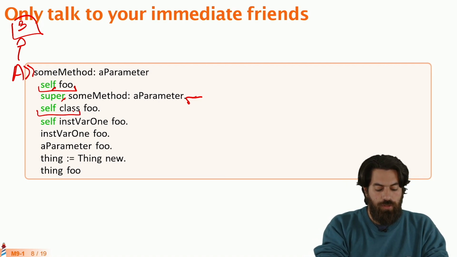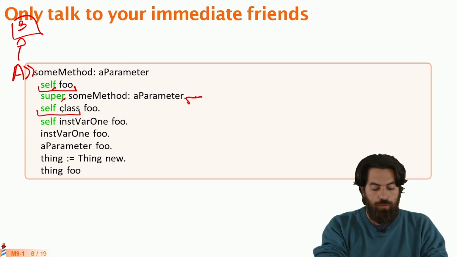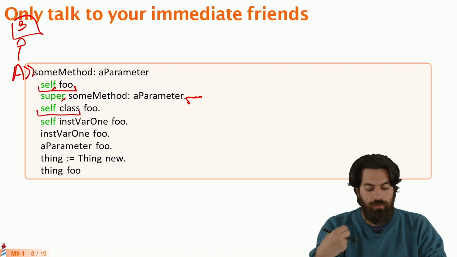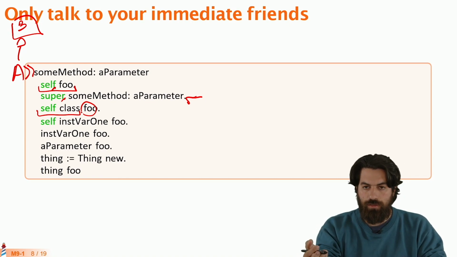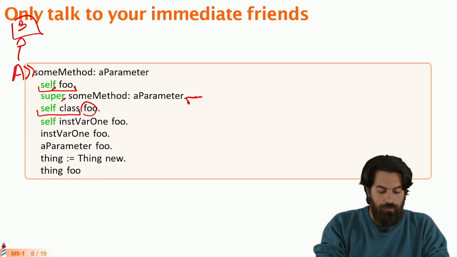Now, here we are sending a message to self to get the current class, and that, of course, should get us the class of the current object, and we are sending a message to our own class, so that's okay, and that is allowed by the Law of Demeter.